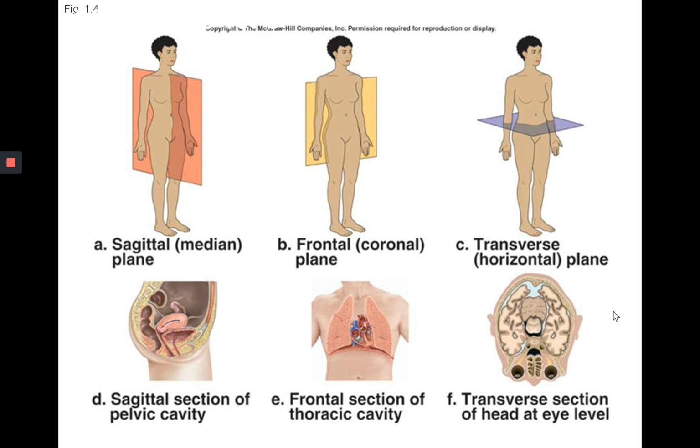It doesn't have to be right down the middle for the median plane. The example being shown, number A, is actually a mid-sagittal section because it is right down the middle, and it's separating the human body into an equal left and right side. But you could have a parasagittal plane, meaning that it's not right down the middle, maybe it's a little to the left or the right, but it's still separating the human body into a left and right side.